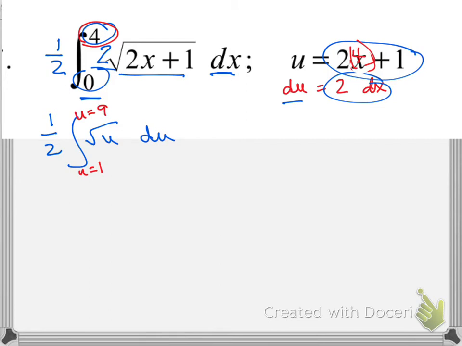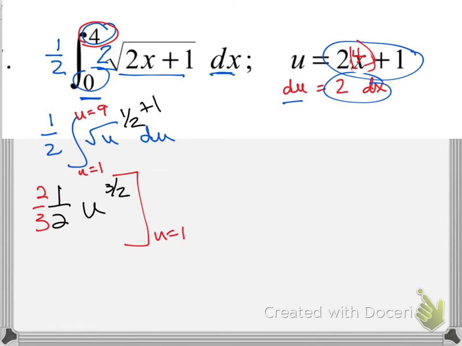So we have a u to the 1/2 power right here. Integrate, bring down this 1/2. We have u to the, if we add 1, we'd get 3/2. Dividing by 3/2 is the same as multiplying by 2/3. Evaluated from u equals 1 to u equals 9. Okay? So the 2's cancel, and I get 1/3 u to the 3/2 from 1 to 9.